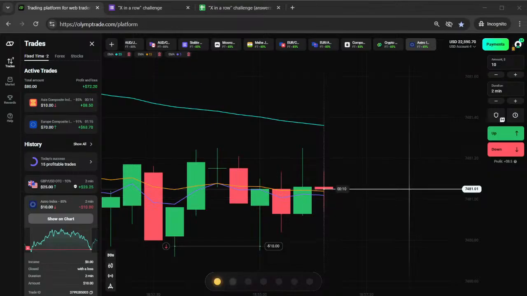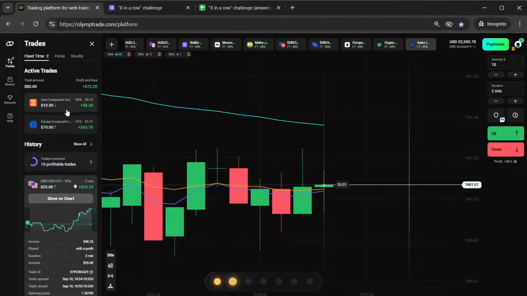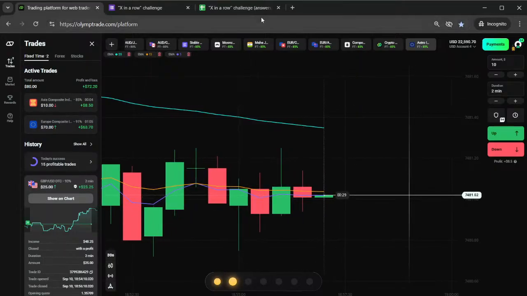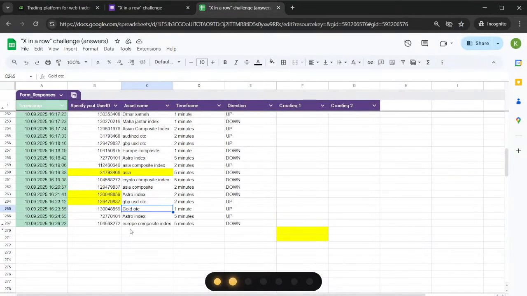Okay, so one trade positive, very nice, on GBP USD OTC, and the second one I'm also expecting to go positive. Traders, we are not going to consider this one. This is a trade which I opened previously. Okay, so we will not be doing any cheating.